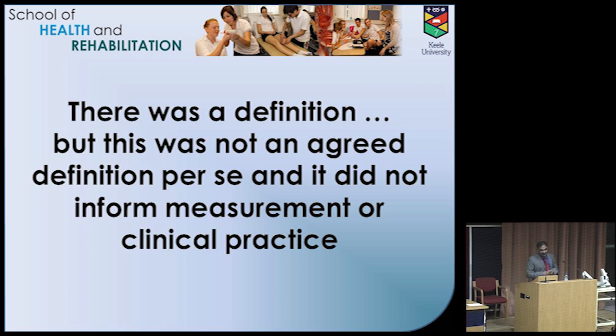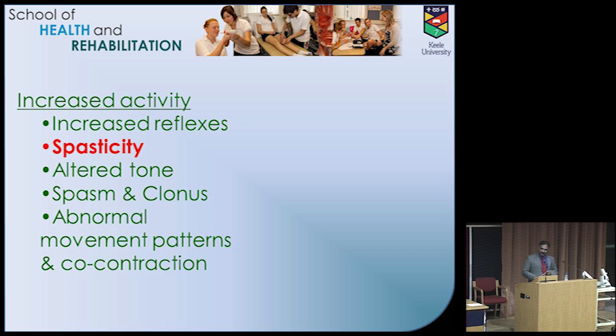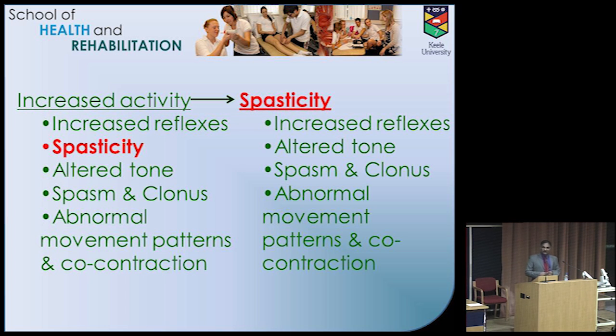So I think the conclusion was there was a pretense of a definition, this wasn't an agreed definition, and this definition that we were using didn't inform practice or any form of measurement. And what this also meant was the word spasticity, which was originally considered one of these phenomena related to increased activity, was being used synonymously to indicate all of the conditions associated with increased activity. So the term spasticity, although precisely defined, was also being used in a way that was contrary to what the definition was.